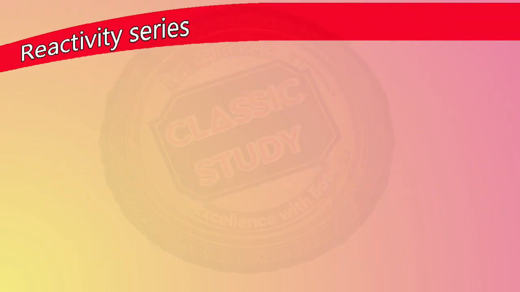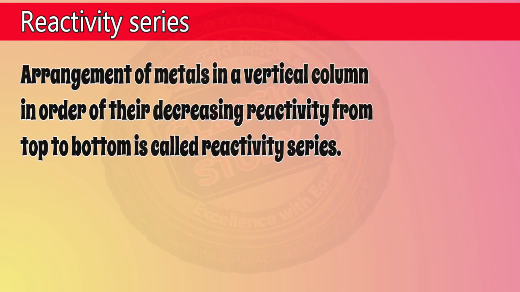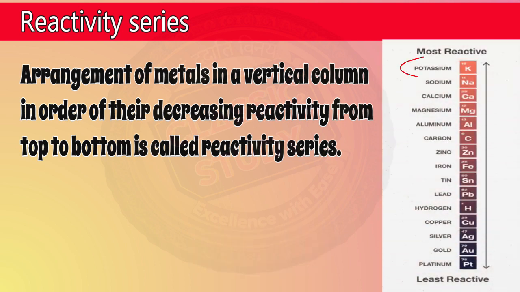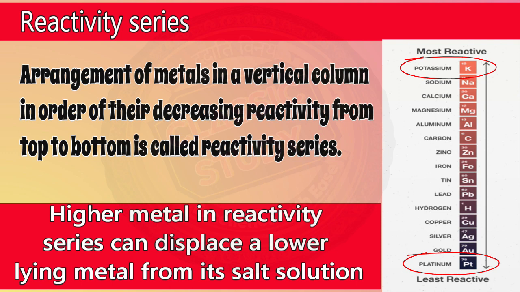Displacement reactions depend on the reactivity series. The reactivity series is the arrangement of metals in a vertical column in order of their decreasing reactivity from top to bottom. This series is called the reactivity series. If we see, potassium, which is at the top of the reactivity series, is the most reactive metal and platinum is the least. The higher metal in the reactivity series can always displace the lower lying metal from its salt solution because of its greater reactivity. That is the fundamental basis of a displacement reaction.